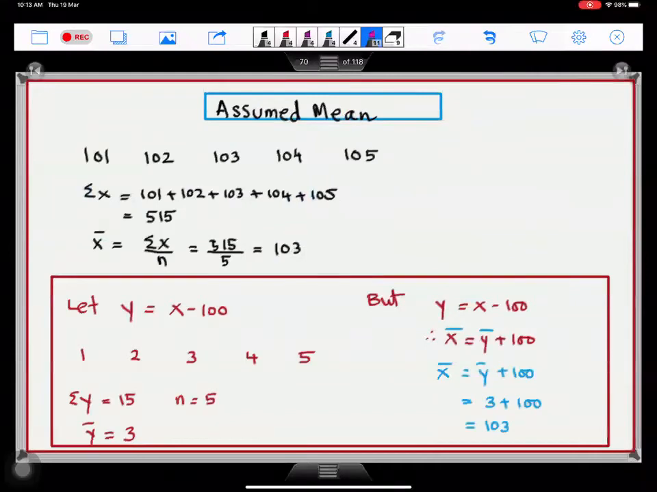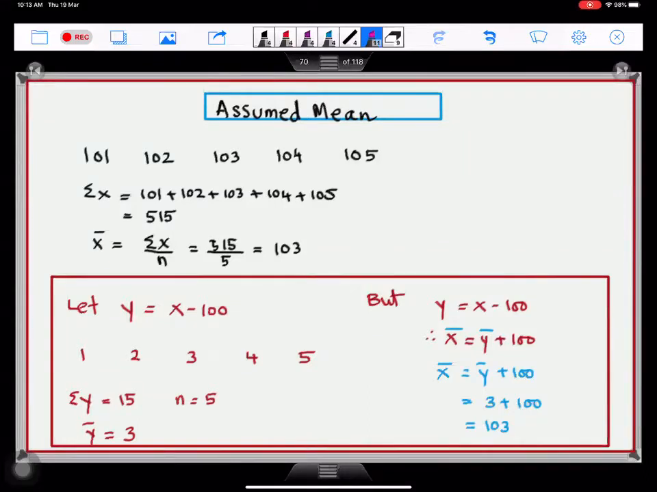Then I took 5 numbers, 101, 102, 103, 104, 105. If I use the original data, I calculate the mean, it comes out to be 103. If I want to make a substitution so that the numbers become small, I make a coding, y is equal to x minus 100. That means from each value of x, subtract 100, and the numbers become smaller, 1, 2, 3, 4, 5. Now when I calculate the mean, it comes out to be 3.